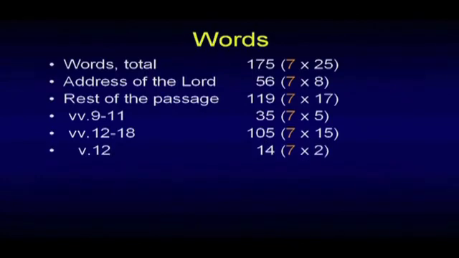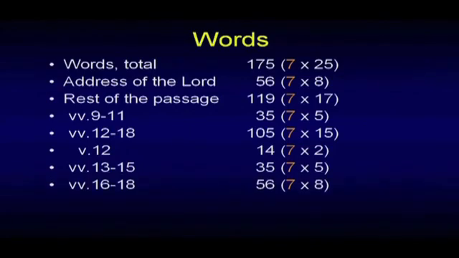Verse 12, multiple of 7 exactly. 13 to 15, multiple of 7 exactly. 16 to 18, multiple of 7 exactly. The conclusion, the last 2 verses, multiple of 7 exactly. Anybody want to speculate that this was just a statistical accident? I don't think so. It gets worse yet.